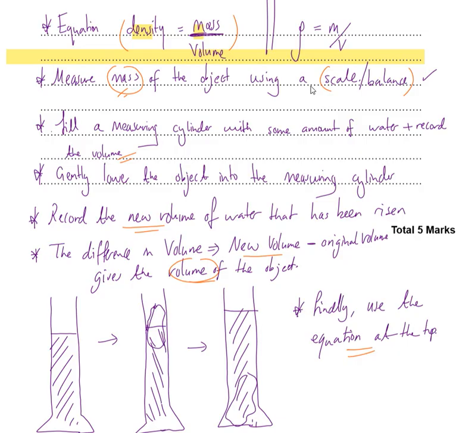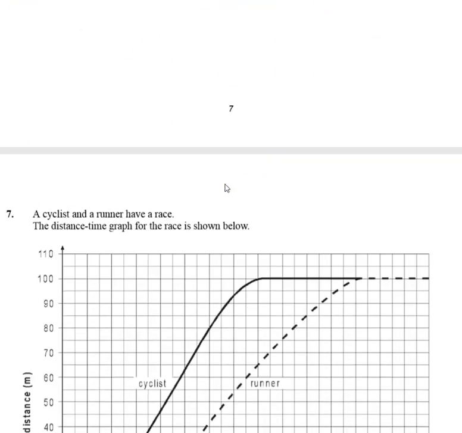The main key point here is, yes, we're measuring the mass. How are we going to measure the mass? And then the method to describe how to get the volume. That's the main thing. To get the 5 marks, you need these things there. Make sure that you fully show your working. Everything is done. Let's move on.